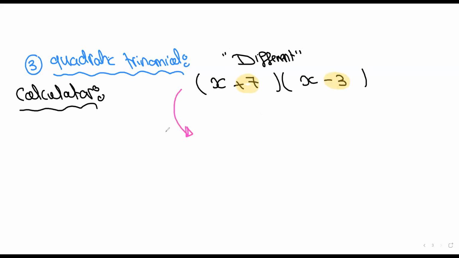So now I am going to expand these two brackets. And expanding the brackets means I'm going to multiply. Now, how do I expand these two brackets? We take the first term, multiply here, multiply there.